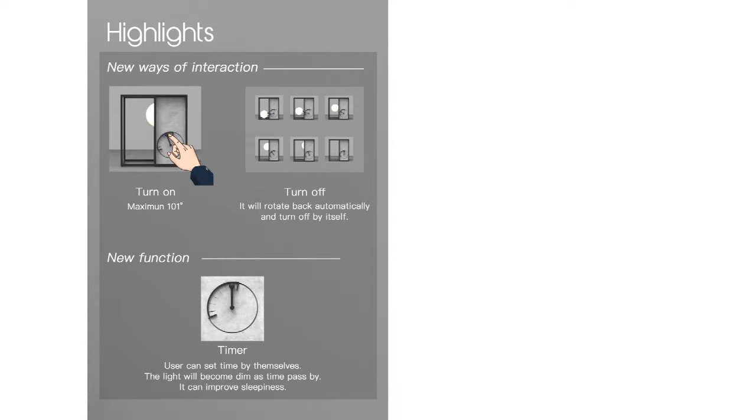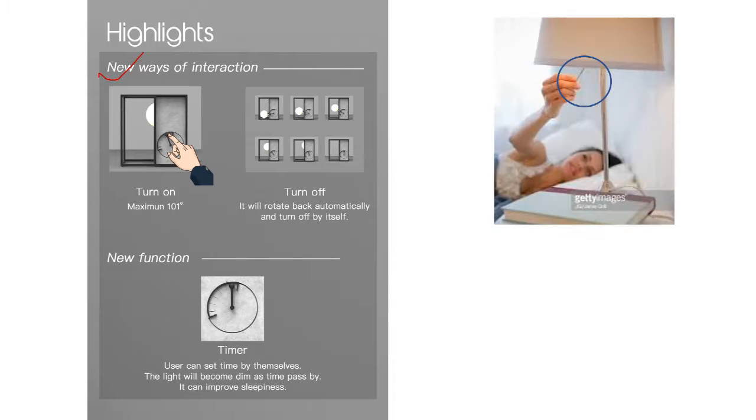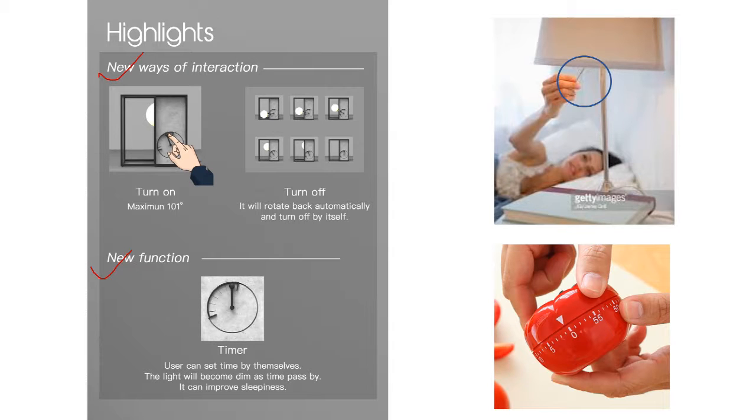Here are 2 highlights. First one, new ways of interaction. Compared to the traditional way of pulling lines or using switches, this one is undoubtedly more interesting. Also, the light can turn off by itself. Another one is new function. Timer is added, and the maximum time is 101 minutes. Users can set time by themselves.